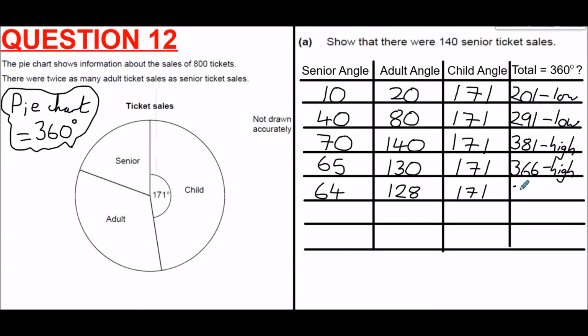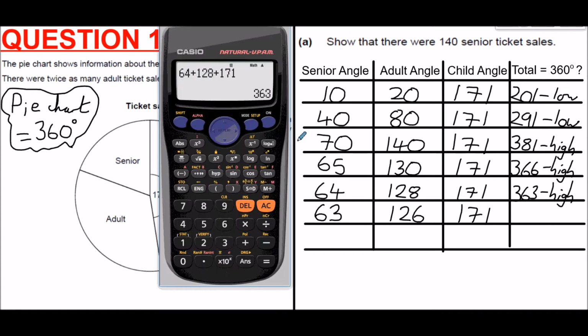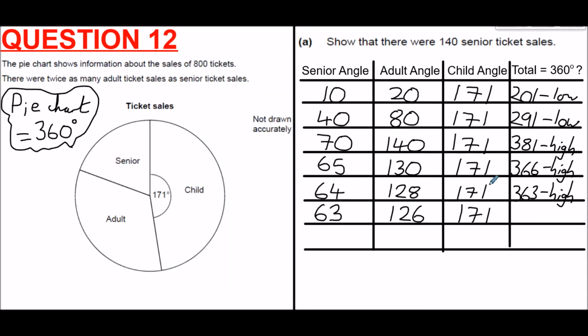That comes to 363, which is still a tiny, tiny bit too high. So let's just make it 1 degree less. Let's make it 63 degrees. That's 126. And once again, the child's angle, 171. Will this work? 63 plus 126 plus 171 equals 360. So, finally, we can say that works. Big smiley face, we're relieved.